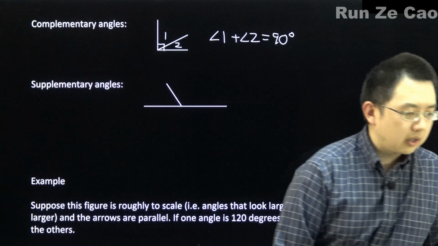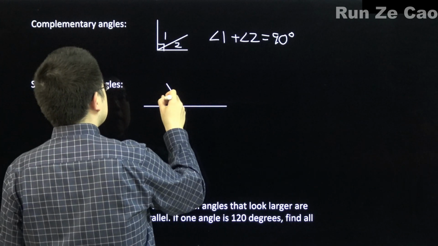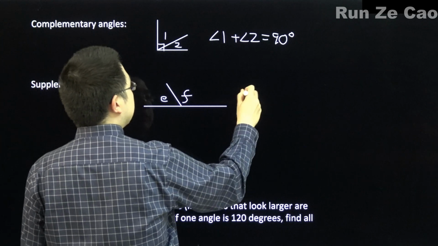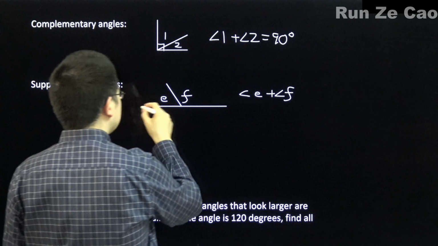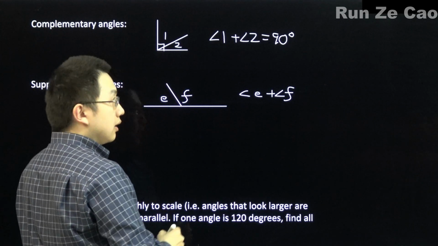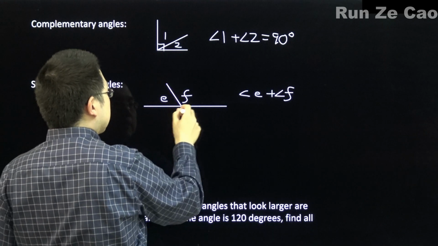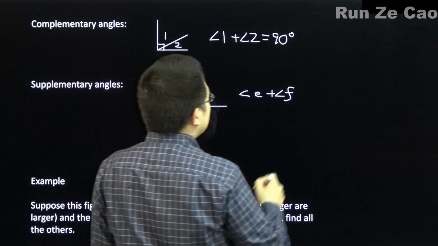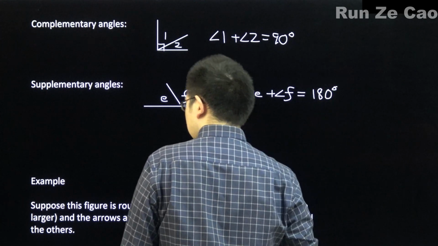Supplementary angles add up to 180 degrees. And this is, say, E and F. You would say angle E plus angle F, or you could be using letter codes like angle ABC plus angle CBD equals 180 degrees. All right.